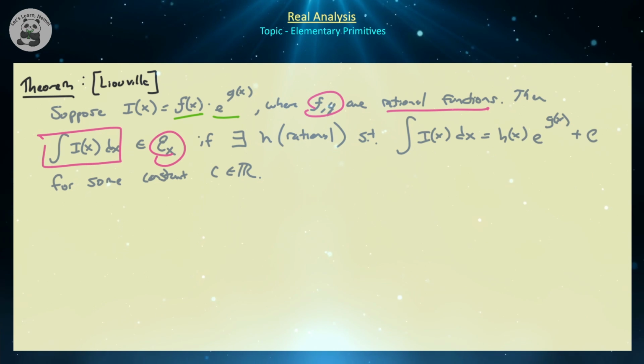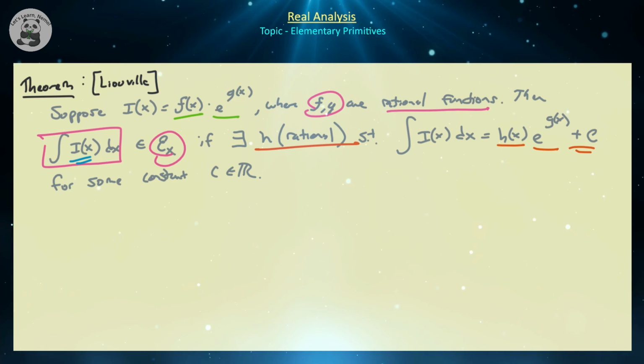Then the antiderivative of I of x is elementary, and sometimes we will say that this object is the elementary primitive of I of x, if there exists another rational function h such that the antiderivative of I, i.e. the elementary primitive of I, is equal to h times the exponential of g of x plus some constant c at the end.